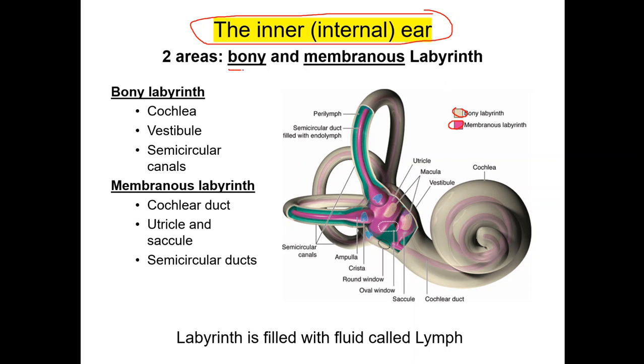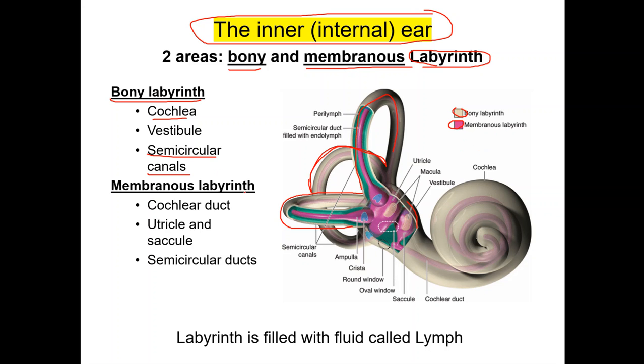These two areas are the bony and the membranous labyrinth. Why labyrinth? It really is a labyrinth here. And each of these two regions contain structures that we're going to talk about. The bony labyrinth, again in gray here, contains the cochlea, the vestibule, and the semicircular canals, which are these three structures oriented as you would orient the X, Y, and Z axes in space.